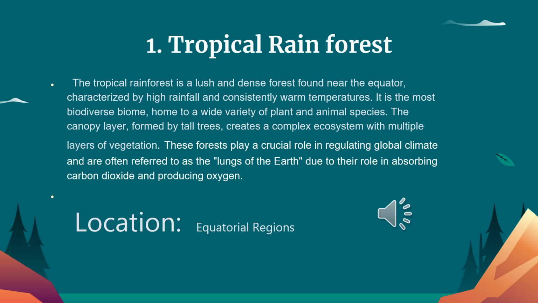The canopy layer, formed by tall trees, creates a complex system with multiple layers of vegetation. These forests play a crucial role in regulating global climate and are often referred to as the lungs of the earth due to their role in absorbing carbon dioxide and producing oxygen. We call tropical rainforests the lungs of the earth because they take in a lot of carbon dioxide and produce oxygen for us, and they are located in equatorial regions near the equator.